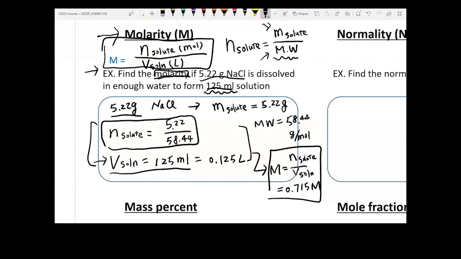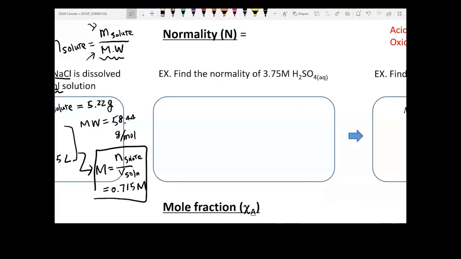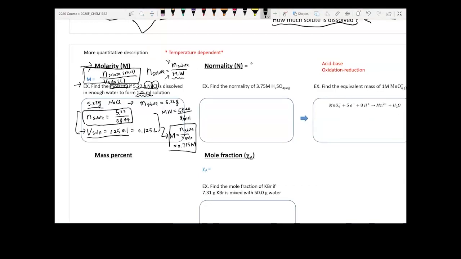Another thing that you will need to know is how to calculate the so-called normality. The calculation is very simple. It's just your molarity multiplied by the number of equivalents.